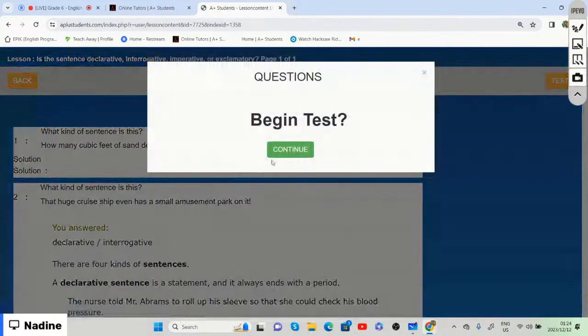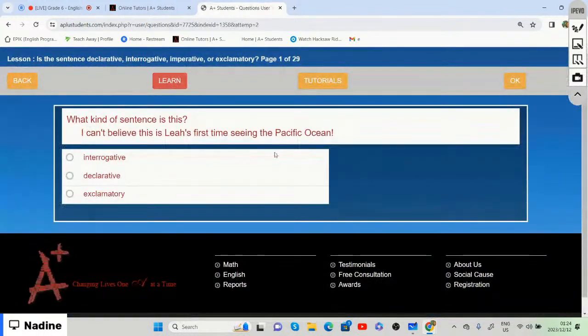All right, so now we're going on to our test. So remember, we said that we have four different types of sentences, right? We have a declarative, imperative, interrogative, and exclamatory sentence.